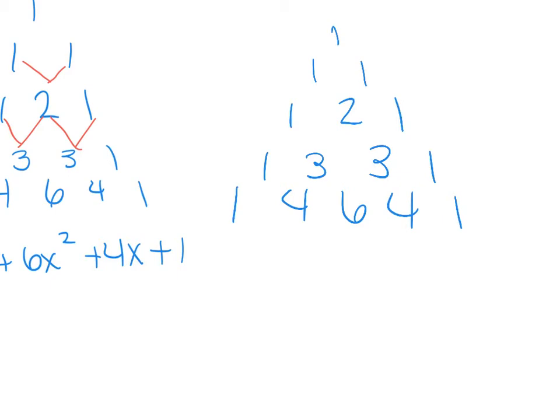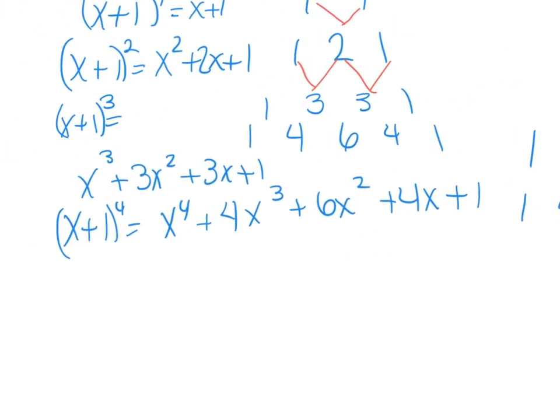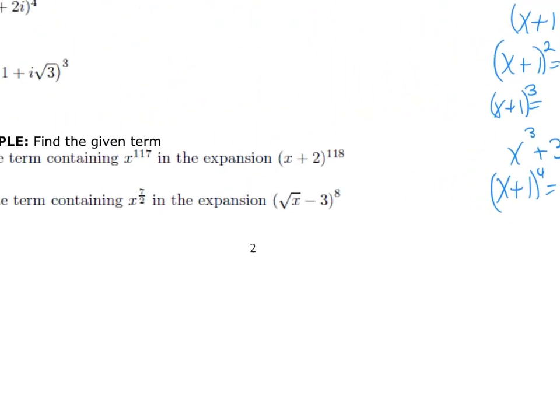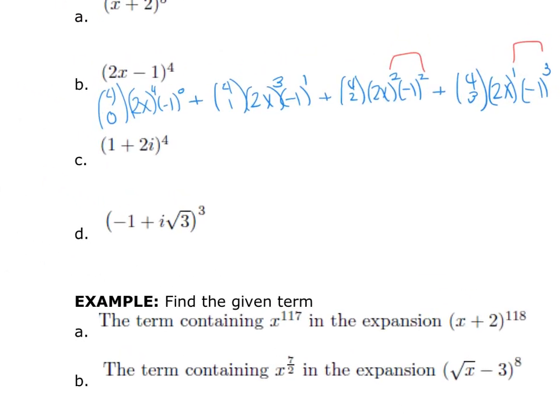If you're not really sure where you are, like I don't know which row to use, this tells you what the power is. This is a power of 4 row. This is a power of 3 row. This is a power of 2 row. So if I wanted to do a power of 5, then I'd have 1, 5, 10, 10, 5, 1. That's a power of 5. Now let's apply that to C.